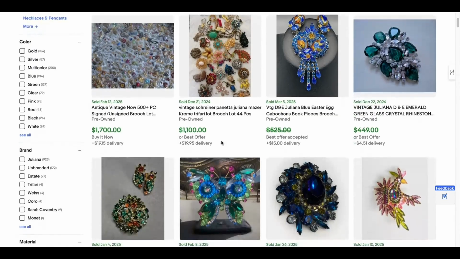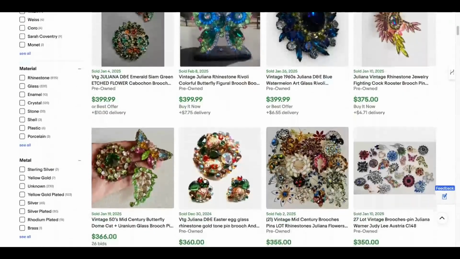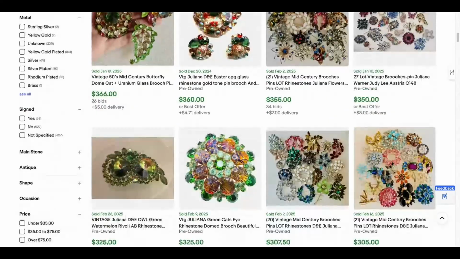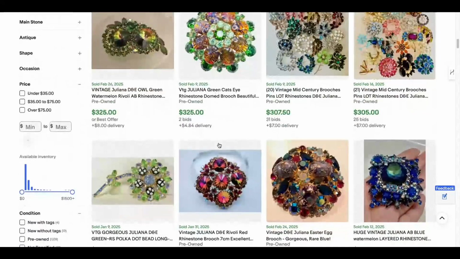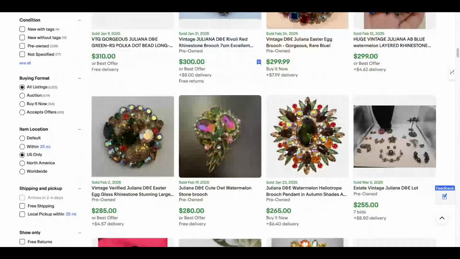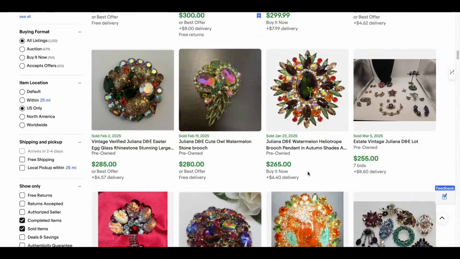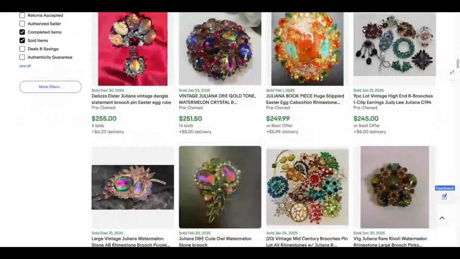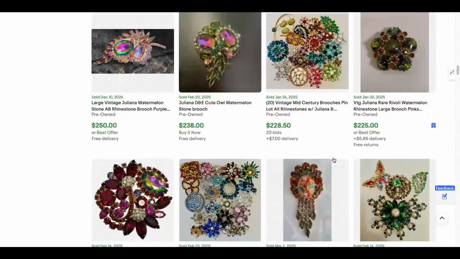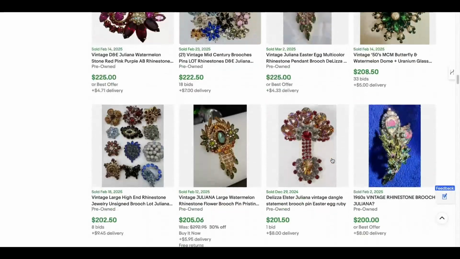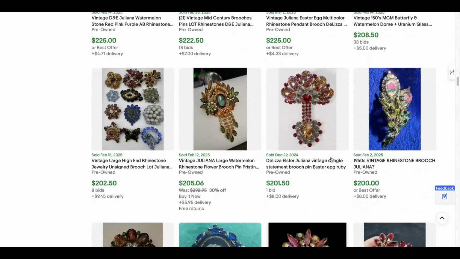So you can see what people are willing to spend for this type of jewelry. And I just like to look at Juliana pieces because they're so beautiful. And like I said, it also helps me learn what to look for and also how to price these pieces because sometimes you will see that people will overprice, and then sometimes you will see that people will underprice. All right. But this is all part of the learning.